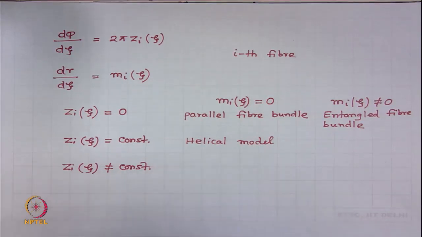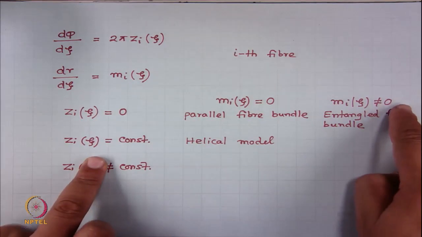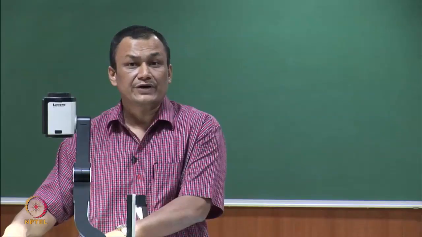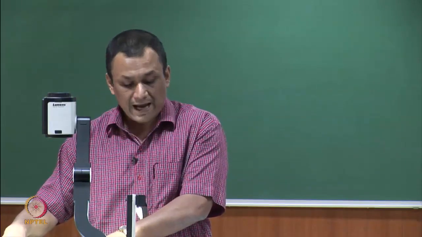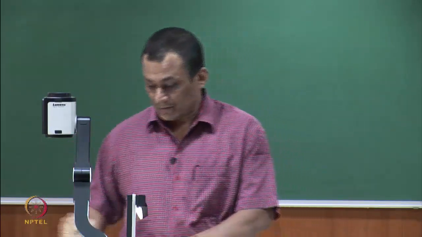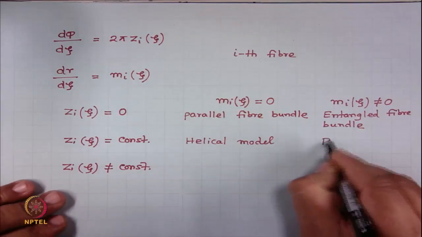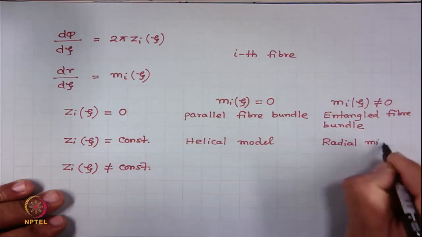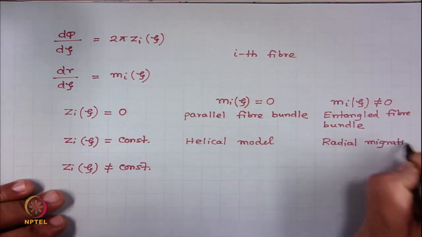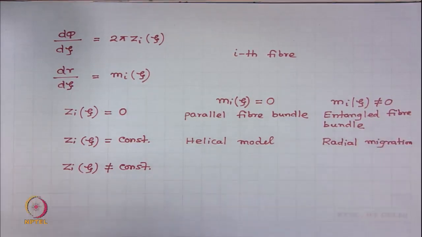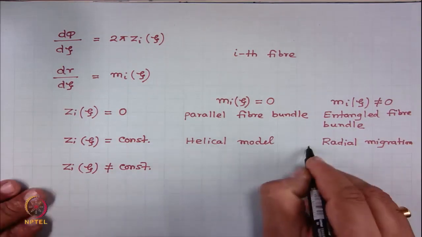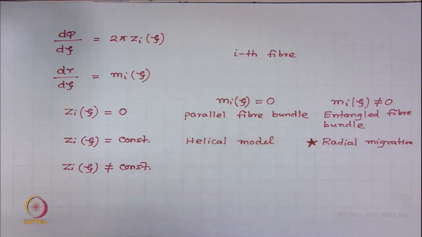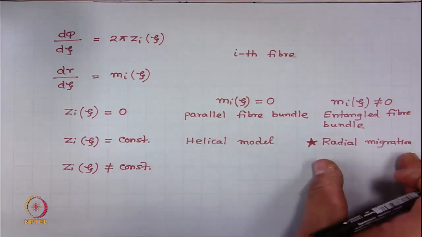Now, we come to this situation. Constant amount of twist is given in the yarn and there is a possibility of radial movement of fibers. That we talk about radial migration of fiber. Radial migration. This is basically the theme of this module, radial migration. This we will discuss in detail in this module.